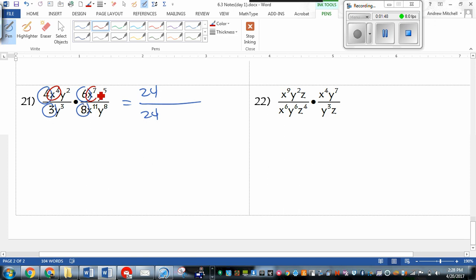X's. X to the 4th times x to the 7th. We add those exponents. Bottom, we don't have any exponents down there for x. So just an x to the 11th over here, so that's what we end up with.